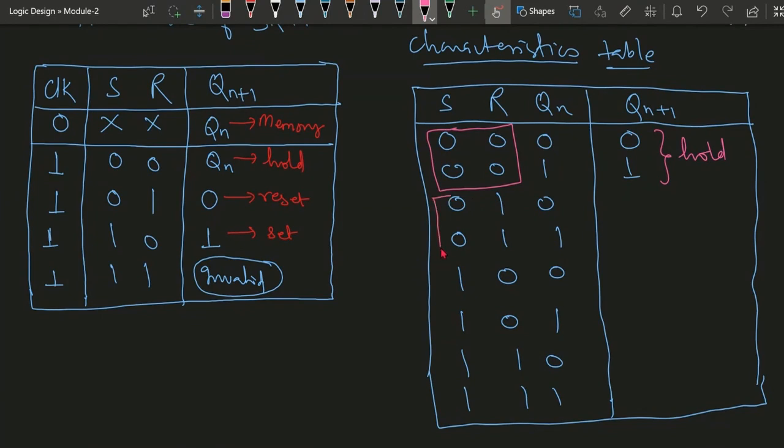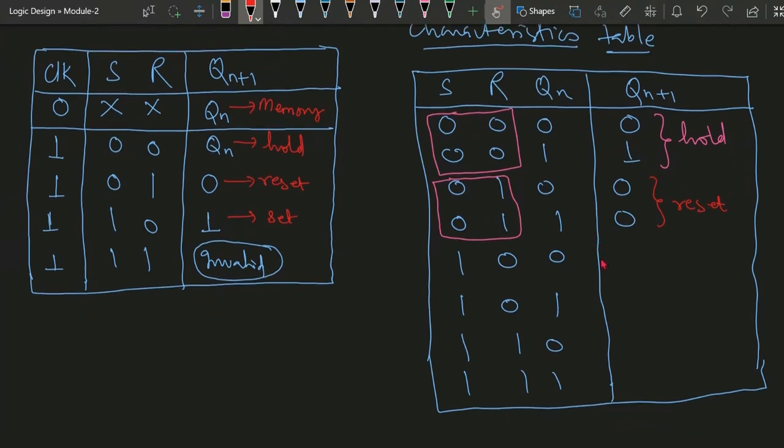The next combination of input is S and R equal to 0 and 1. Whatever the Qn value is, either 0 or 1, Qn+1 will be 0 only when S and R are 0 and 1. So here the output will be 0, 0. This is considered to be the reset mode. Now the flip-flop is working in reset.